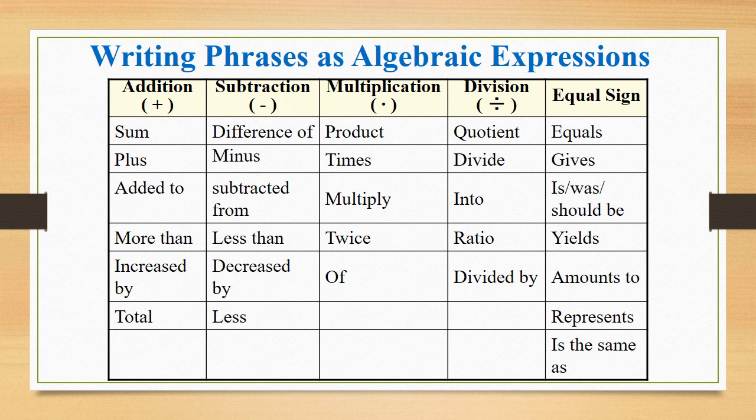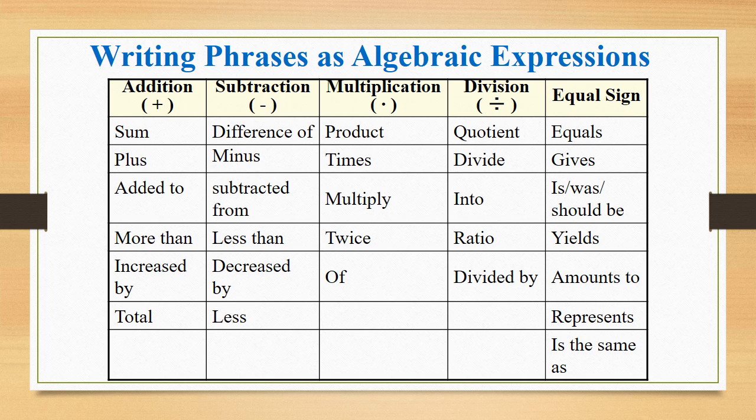These are your key phrases for knowing what to do in a word problem. Your key phrases for addition are sum, plus, added to, more than, increased by, total. If I read those in a problem, those things are telling me to add. Subtraction, we have difference of, minus, subtracted from, less than, decreased by, and less. Those are keywords to subtract. Multiplication, if we read product, times, multiply, twice, of, any of those words, they're all keywords to multiply.